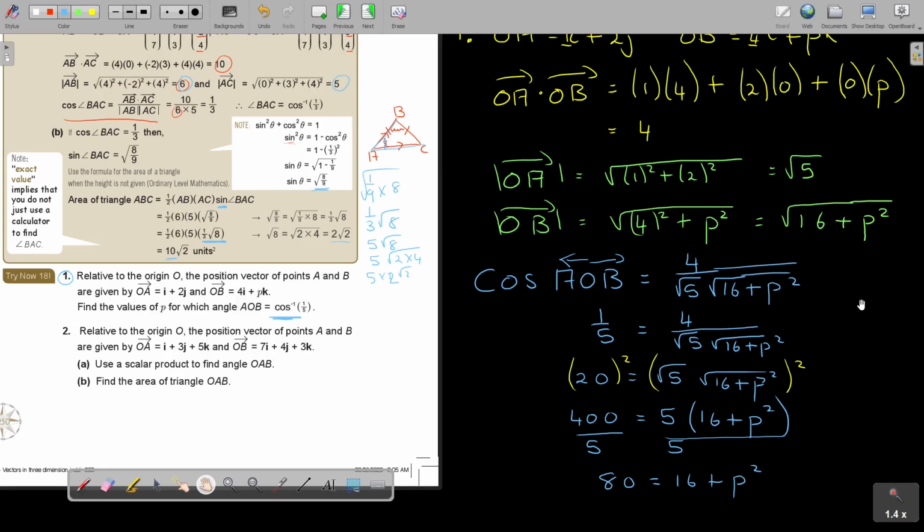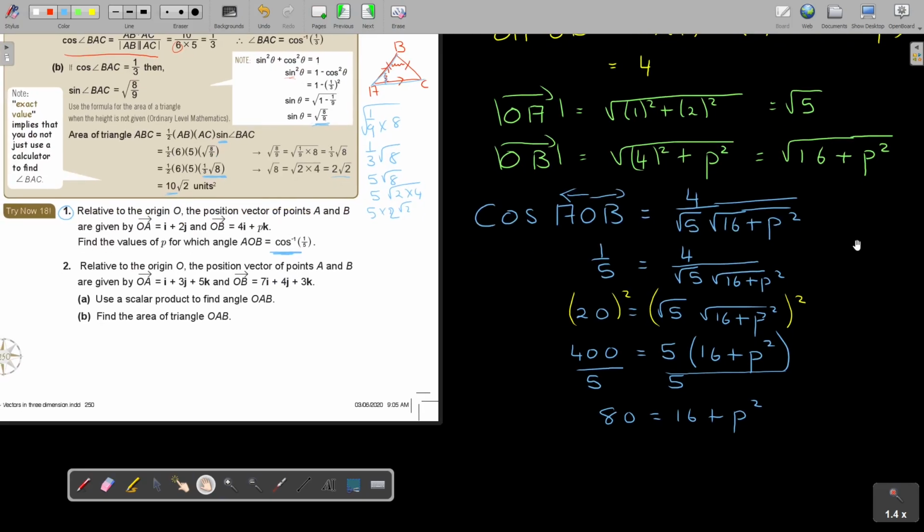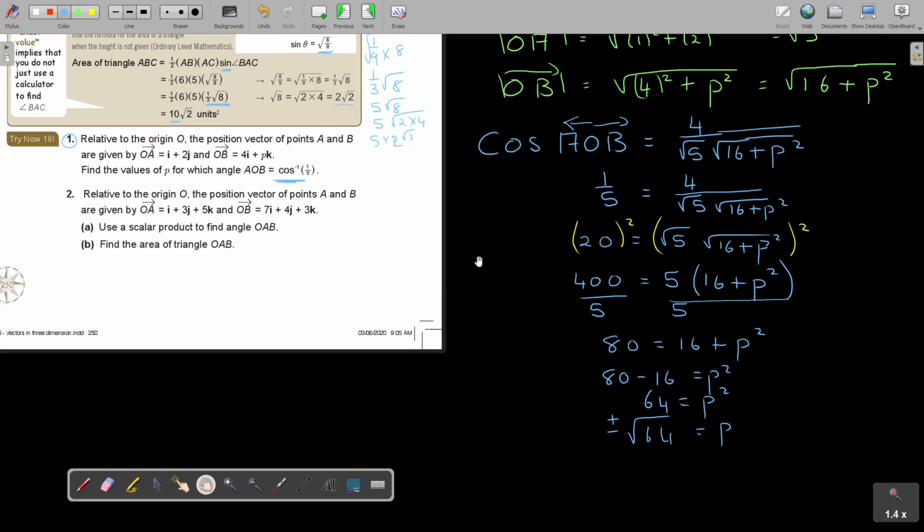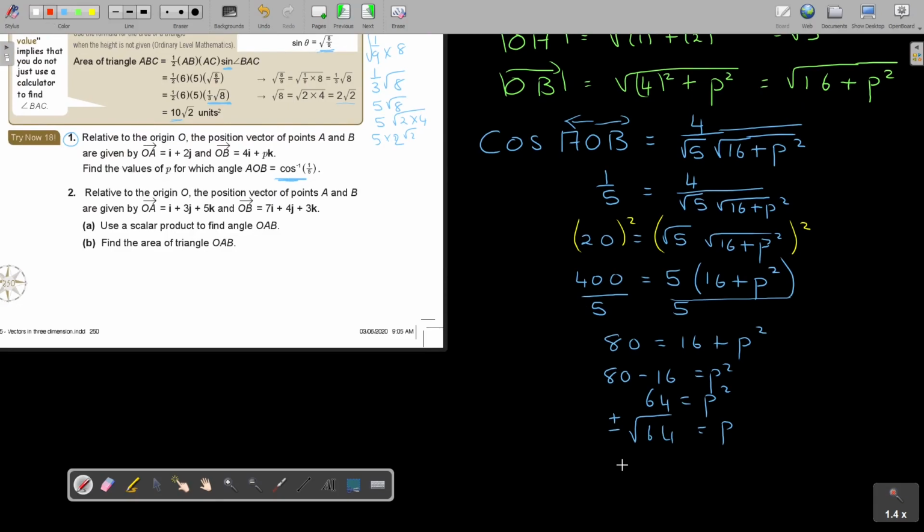Now I'm taking it up. Okay. And I'm going to say 80 minus 16, it's going over 16, and that's p squared. And 80 minus 16, that is easy, is 64. And then I'm going to take the square root. And don't forget, it's not just this, it's plus minus square root of 64 is equal to p. So, can you see they actually help you sometimes? Find the values of p, meaning there's two values. So, therefore, p is positive 8 or p is negative 8, plus minus. Okay. And that's how you do it.